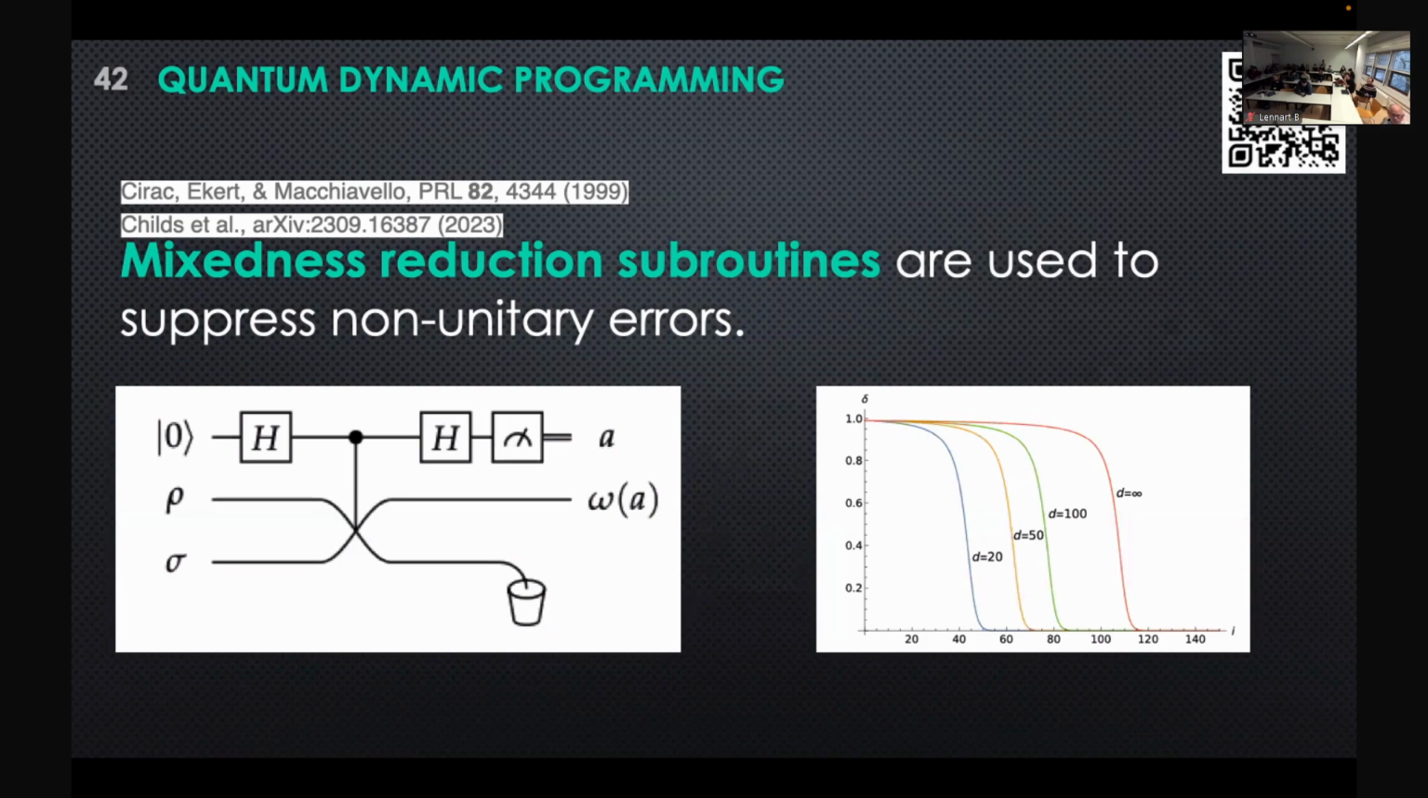which basically make this pure state more mixed. So because of the QDP, the pure state will be mixed a bit, and we apply this mixedness reduction subroutine to make it pure again, more or less pure again. The cost of this protocol is that we need more copies of the states to make it purer, but we anyway need exponentially many copies, so it's not a very big deal to us.